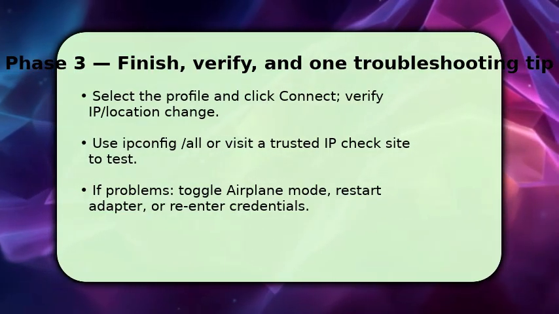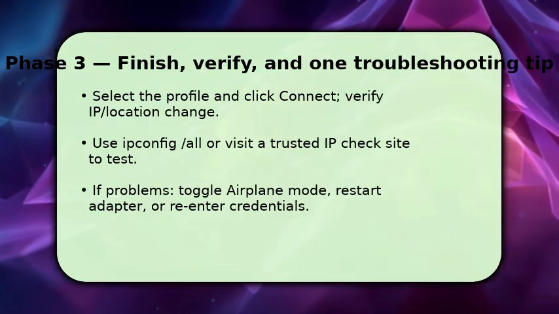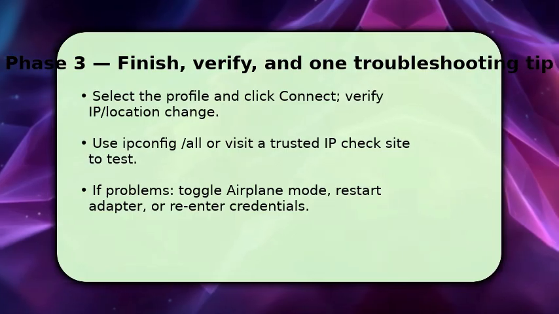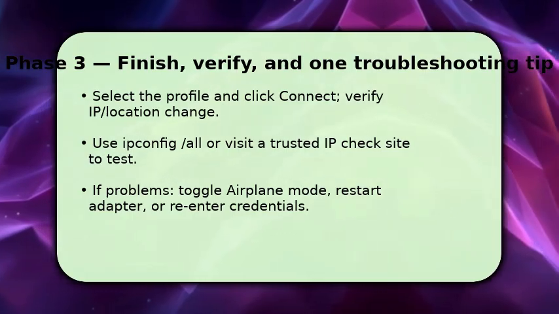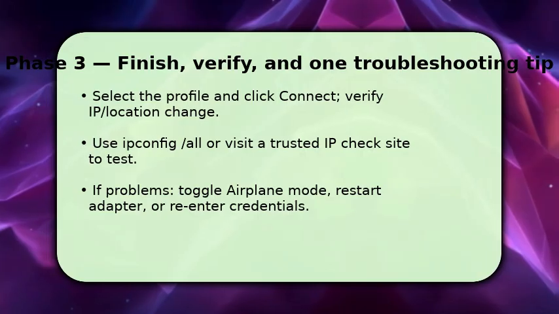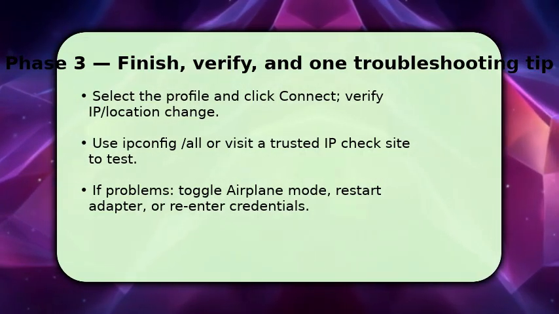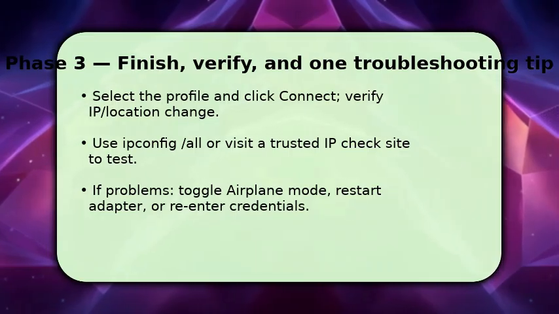If it fails, try simple fixes. Disconnect and reconnect, toggle airplane mode, or restart the network adapter. Make sure credentials match exactly and try switching VPN type if your provider recommends it. If DNS leaks occur, enable the provider's DNS or use the client app for forced routing.